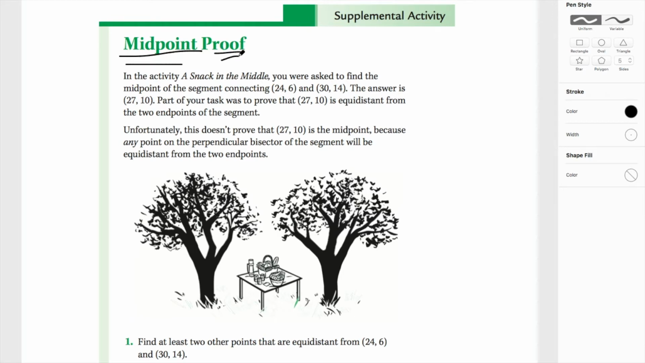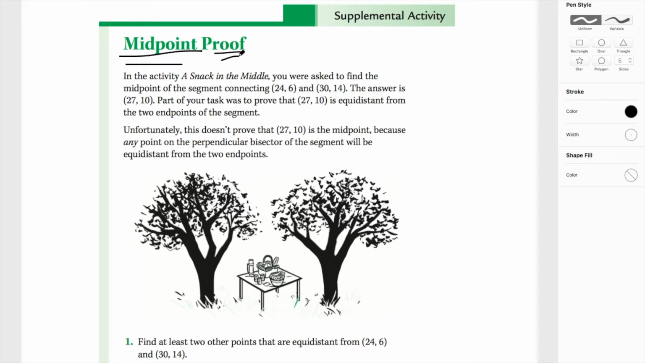In the activity Snack in the Middle, you were asked to find the midpoint of the segment connecting 24/6 and 30/14. The answer is 27/10. Yes, we did all that, right? Part of the task was to prove that 27/10 is equidistant from the 2 endpoints of the segment. Did we do that? Yeah, we used the distance formula. We did prove that it was equidistant from the endpoints of the segment.